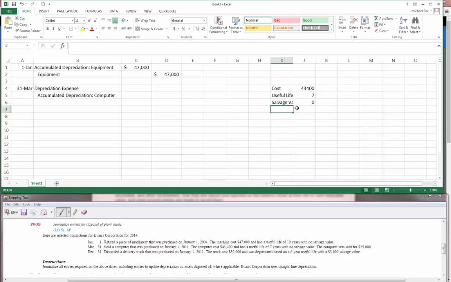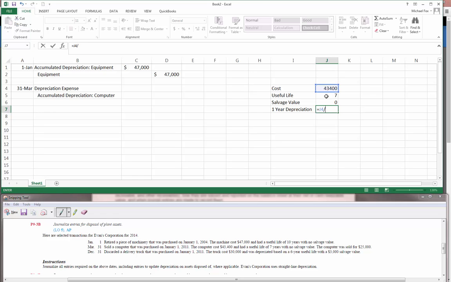So we know then that 1 year's depreciation would be equal to the cost of $43,400 minus the salvage value of 0 divided by 7. So this will equal $43,400 divided by 7. So we know that there's $6,200 worth of depreciation for each year of the computer's useful life.